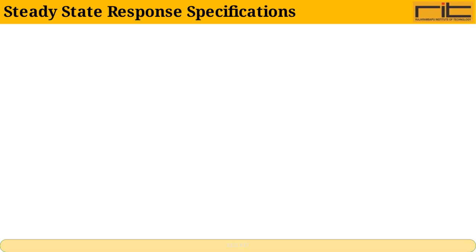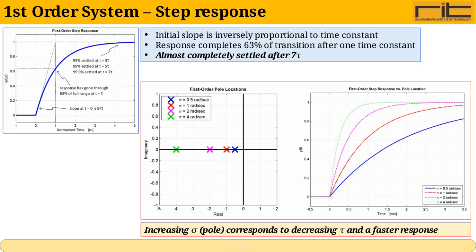Understanding these specifications allows us to design and tune control systems for optimal performance, ensuring accuracy and stability in the long run. Let's look at the step response of a first-order system. One key point to understand is that the initial slope of the response is inversely proportional to the time constant, meaning that a smaller time constant results in a steeper initial slope.